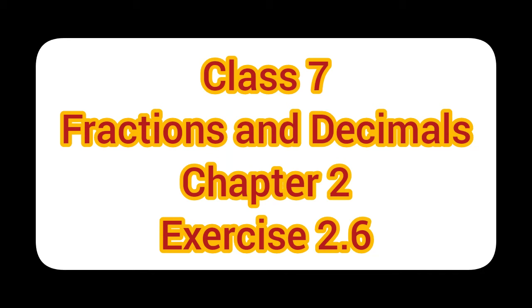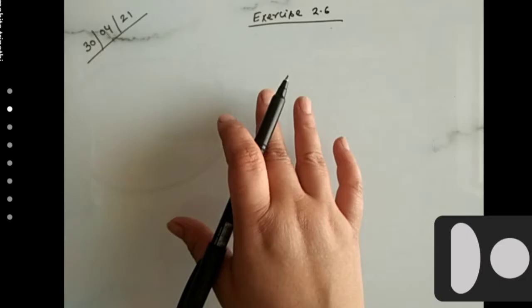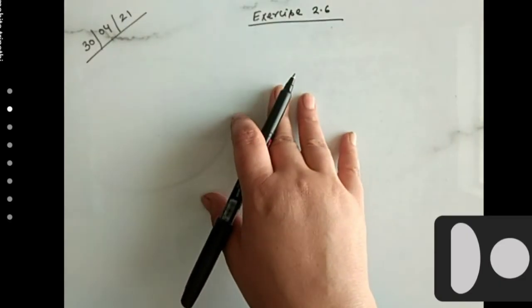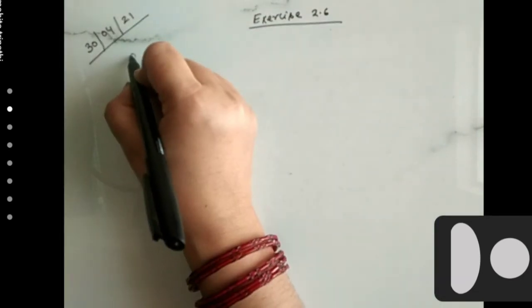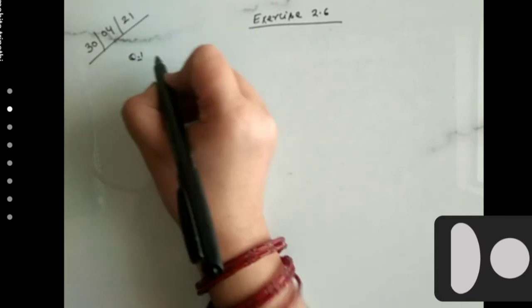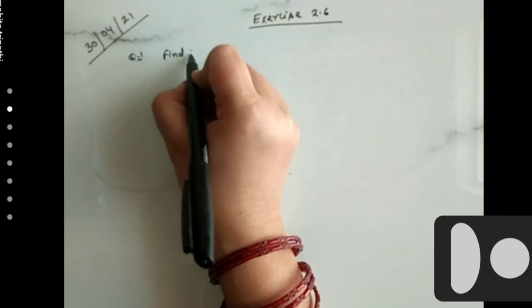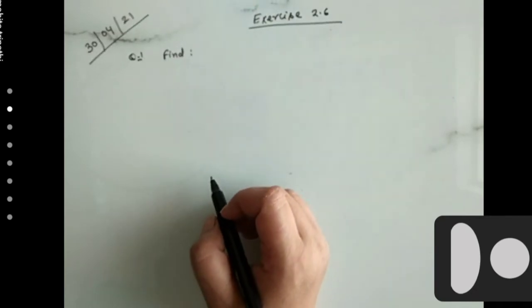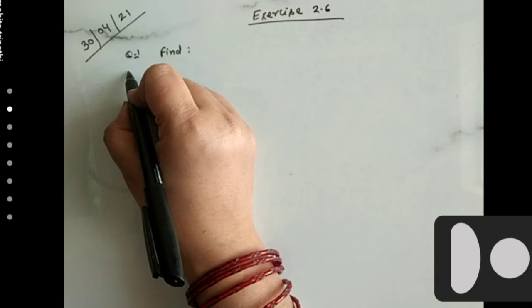Hello students, today we will discuss exercise 2.6 from the chapter Fractions and Decimals. What is the first question number? Our first question is, we have to find the multiplication of the given numbers. Okay, what is the number given to us? Let us start with the first part.